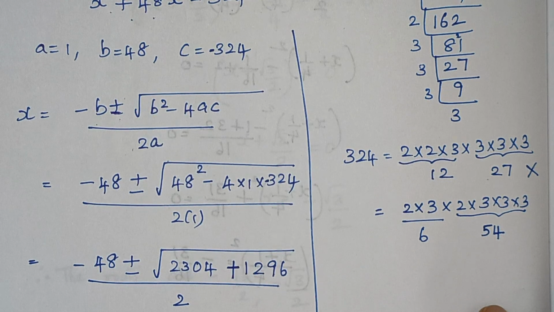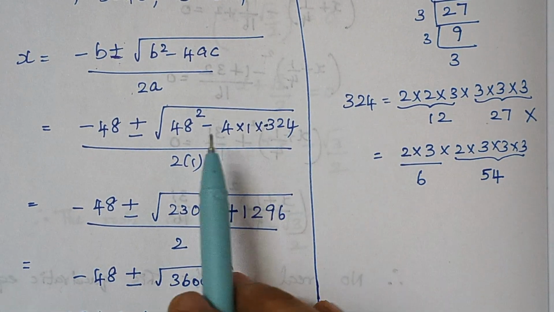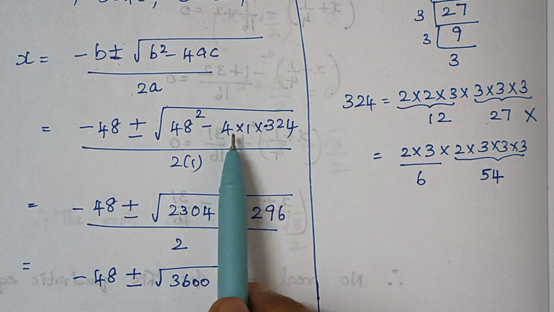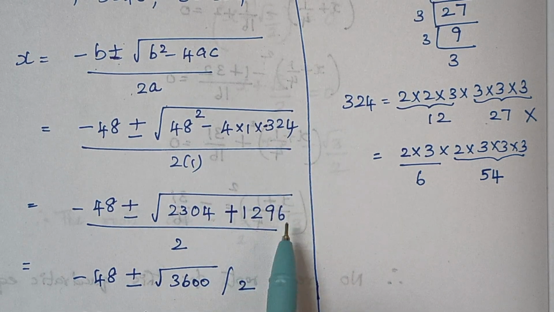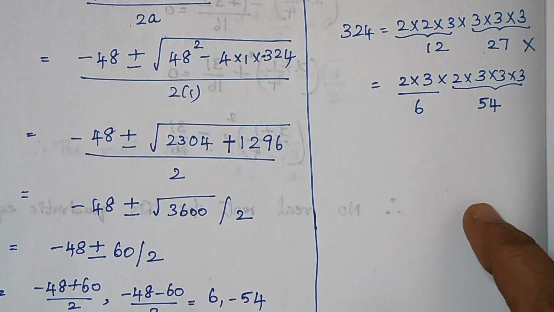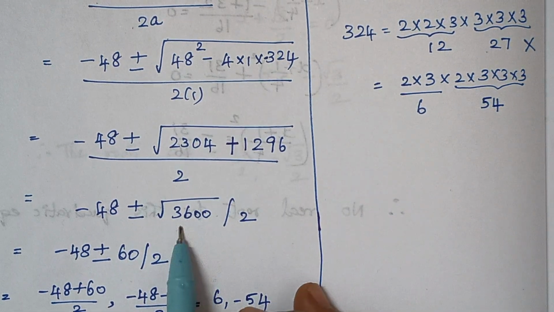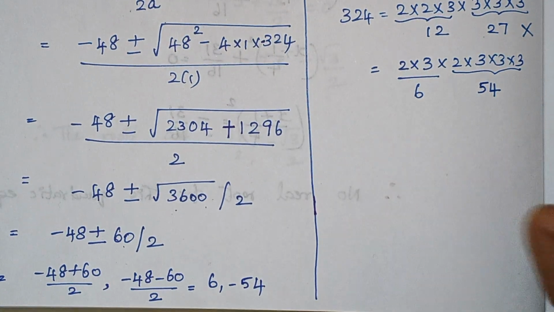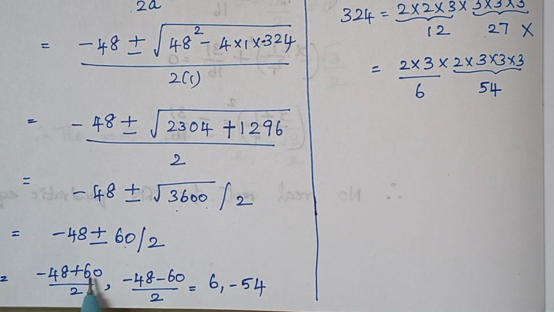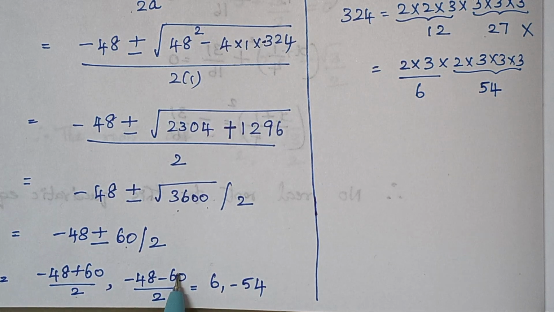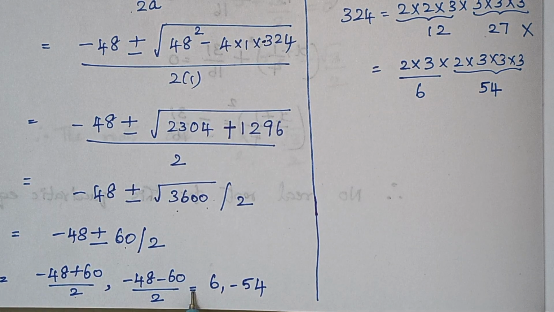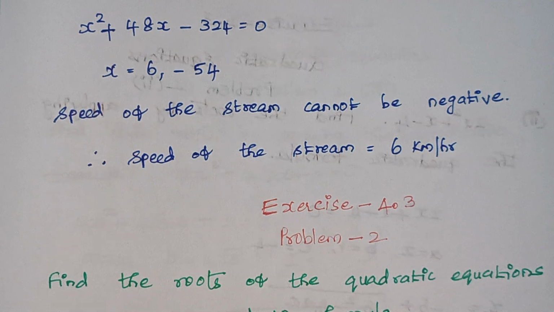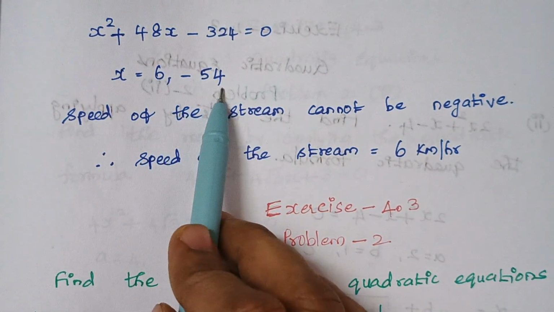When you substitute and simplify, here we have 48² is 2304 and 4 into 324 is 1296. So when you add and simplify, finally we have the square root of 3600, which is nothing but 60. Now I am going to split these terms: (-48 + 60)/2 and (-48 - 60)/2. So here we end up with 6 and -54 as answers. So the value of x is 6 and -54.